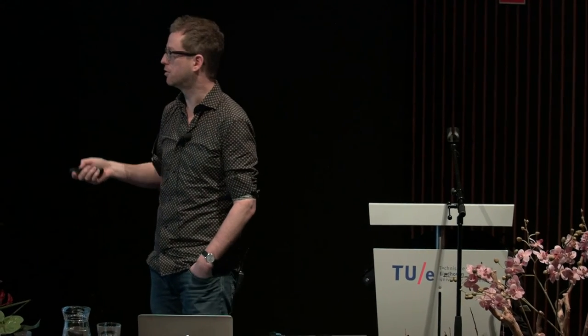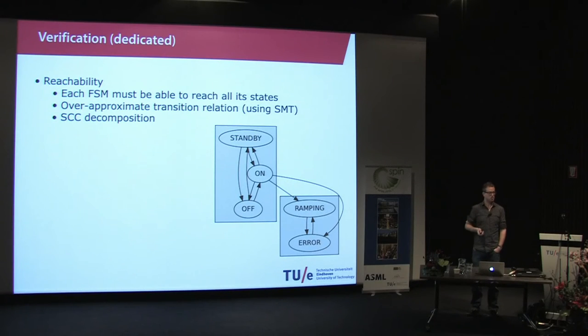So there were particular examples that we found that had finite state machines that behaved as follows. You would be able to go to standby, on and off, and go from any of these states to the other states. But once you ended up in a state called ramping or error, there would be no way to get out of that. So this would require some human intervention to continue. And this, of course, is not very desirable.